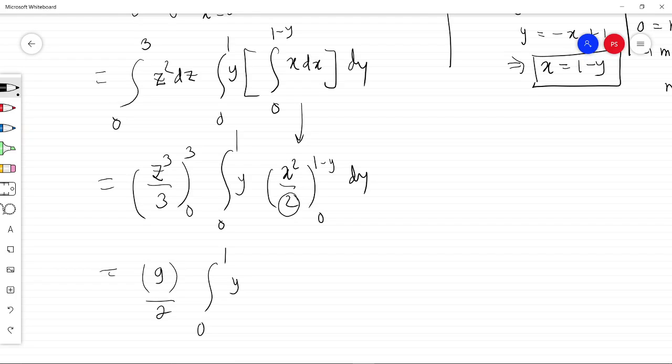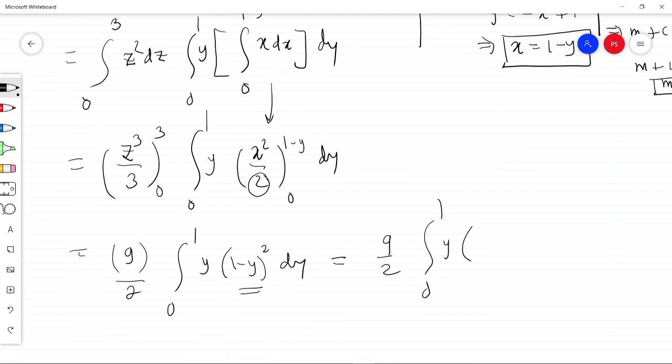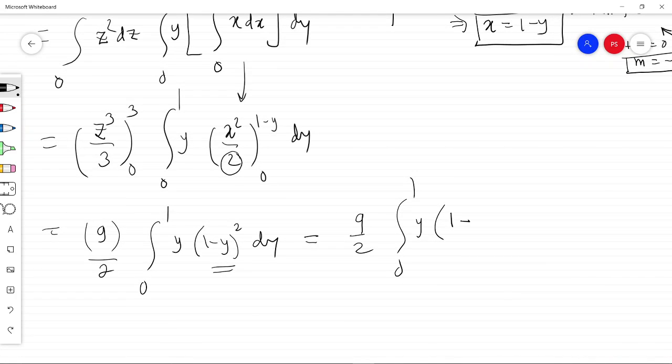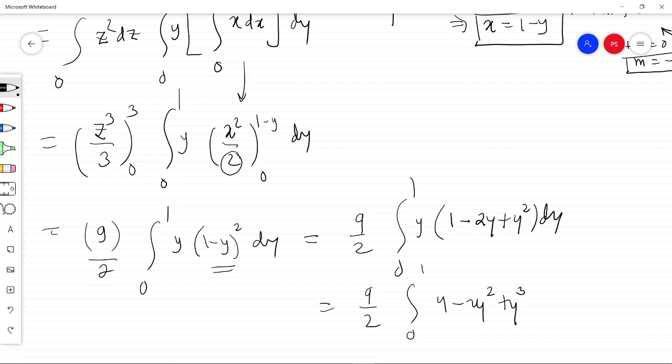This 1 by 2 can be taken outside. Upper limit of x squared is 1 minus y squared dy. Lower limit is just 0. So this is further 9 by 2 integral 0 to 1 y into. Now this square has to be expanded. So 1 minus y, bracket squared, gives us 1 minus 2y plus y squared dy, which is equal to 9 by 2 integral 0 to 1 y minus 2y squared plus y cubed. We have multiplied y into this bracket.